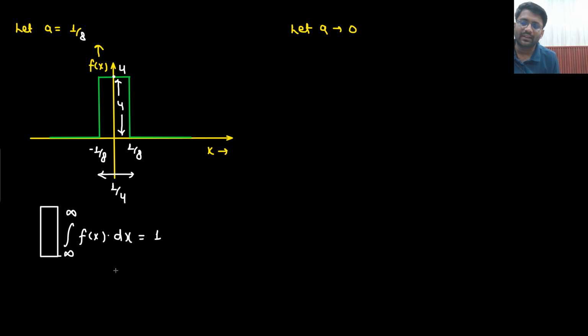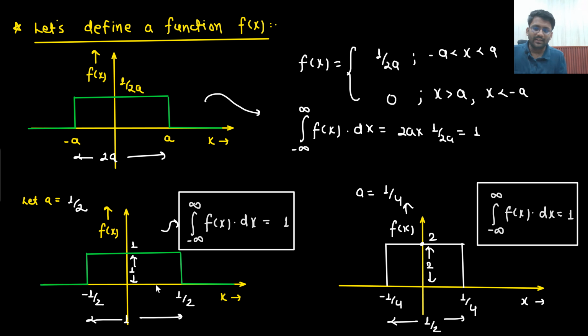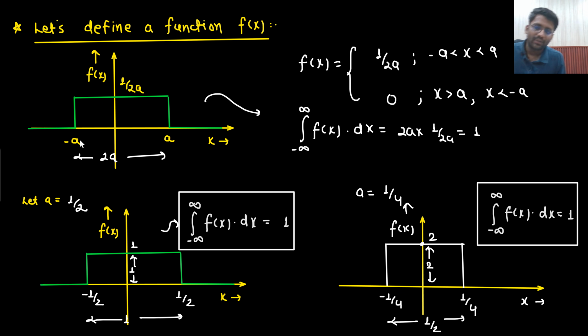But you are noticing one thing: if the width is going lesser, initially the width was 1, then 1 by 2, then 1 by 8. As the width is going lesser, the length is increasing, from 1 to 2, then to 4. Now what if I make a tend to 0? This guy will come to 0 and this guy will also come to 0. Then what will happen?